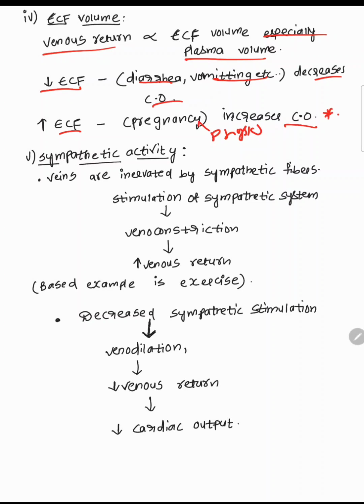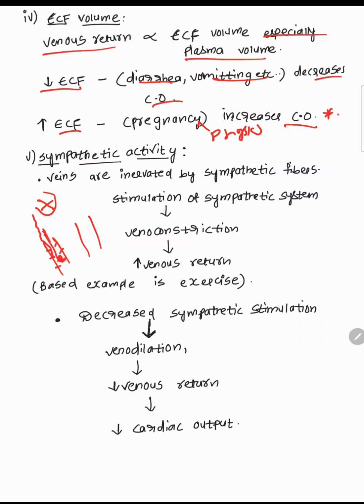Then sympathetic activity. Veins are mostly innervated by sympathetic fibers. So sympathetic fiber stimulation causes venoconstriction. You remember? See, if this is the heart, these are the lower limbs. We have veins in between them, right? When veins get constricted, what happens? The blood in these veins moves upward, right? It won't move downward because the valves are directed upward, right?